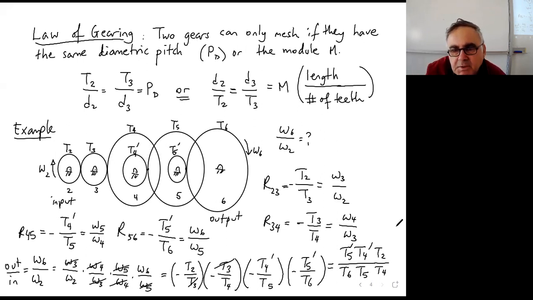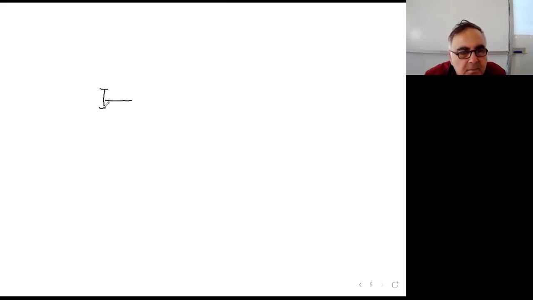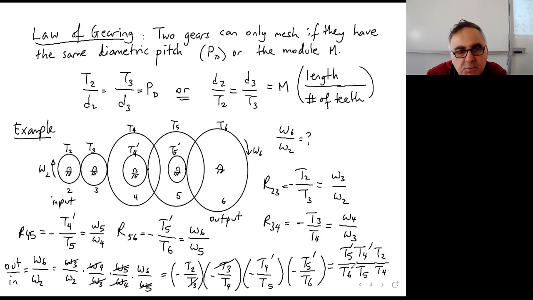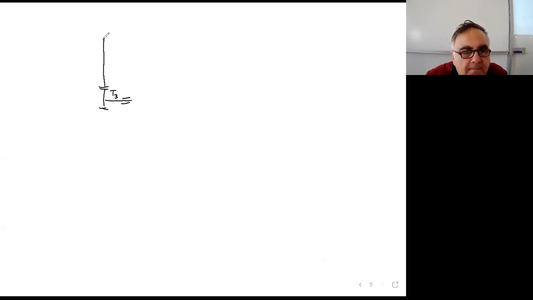But I have to go to another page there. So for example, let's say you have in a shaft, this is gear 3 with T3. Then this rotates at T4. On the same shaft, you have T4 prime. So T4 and T4 prime rotate with the same angular velocity, and now this rotates, let's say, T5.